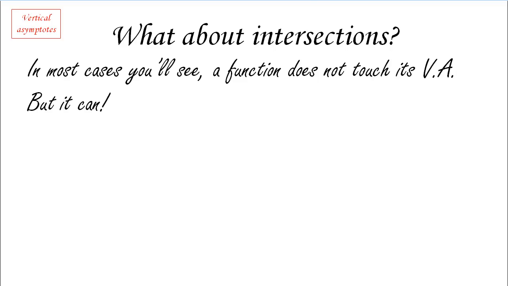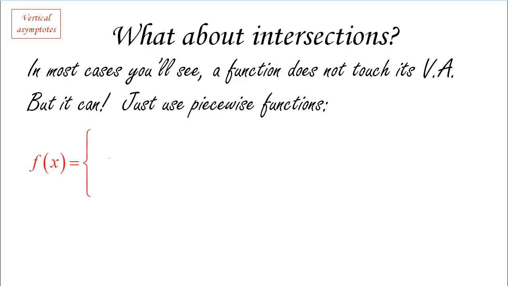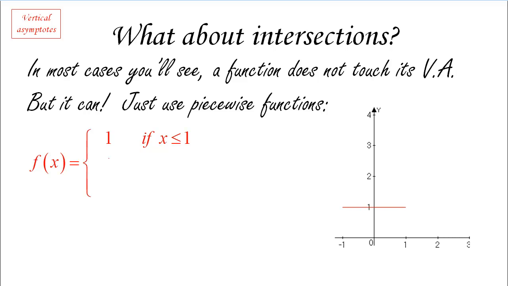Okay? A function can touch its vertical asymptote, and the easiest way to do that is by using piecewise functions. For instance, let's have a look at this particular function. It's a piecewise function defined as follows. Very simple one. It's equal to 1 if x is less than or equal to 1. So that means that the graph of the function to the left of 1 and up to 1 will be constantly at 1. Notice that at x equal 1, the function is defined, it is equal to 1, so there is a solid dot in there. But the function is going to be defined by 1 over x minus 1 if x is greater than 1. Okay? So this is still a function, a very well defined function, no problem with it.